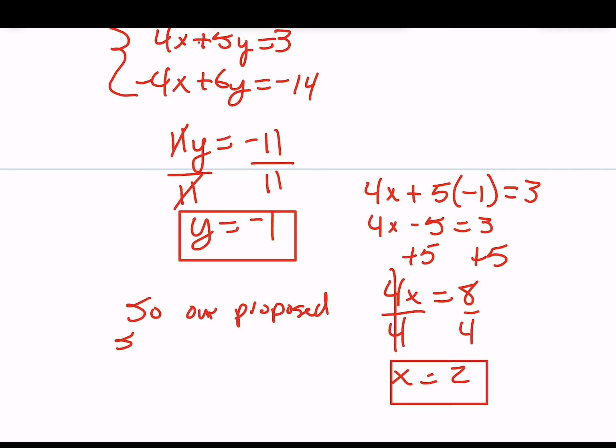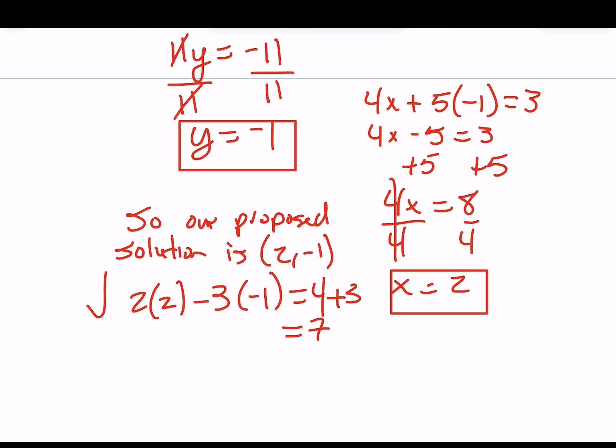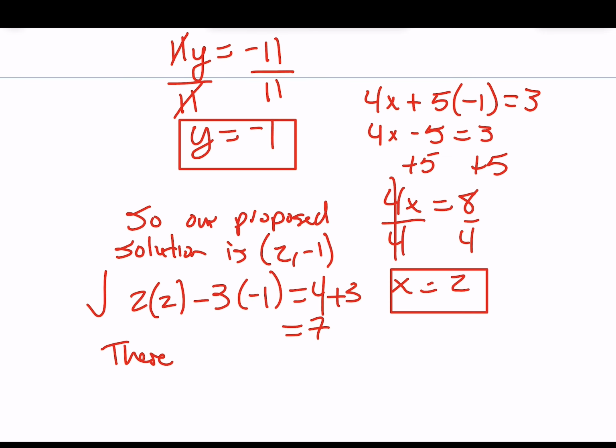So our proposed solution is the point (2, -1). All we need to do now is plug into the other original equation to see if it works. 2 times 2 minus 3 times negative 1. 2 times 2 is 4. Negative 3 times negative 1 is plus 3, which gives us 7, as it should. So that checks out. Therefore, the point (2, -1), which we found, is the solution to our system.